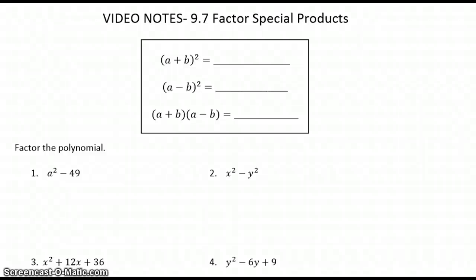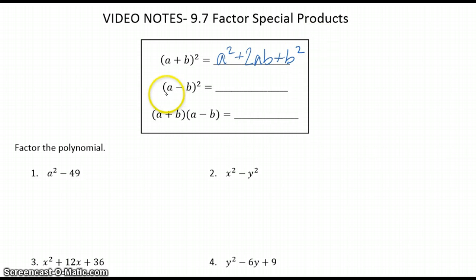Alrighty, this is video notes for section 9.7, factoring using special products. So thinking back to what we did in 9.3 when we were multiplying using special products, if we had a plus b in parentheses squared, we knew that our final product had to be in the form a squared plus 2ab plus b squared, where a squared is the first term squared, 2ab is 2 times the first term times the second term, and b squared is the last term squared.